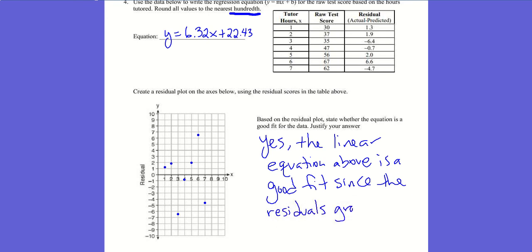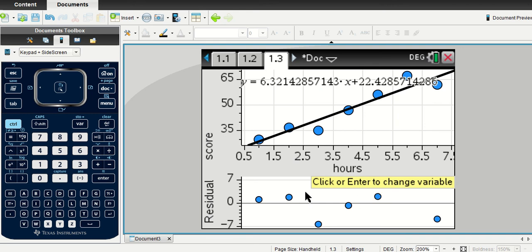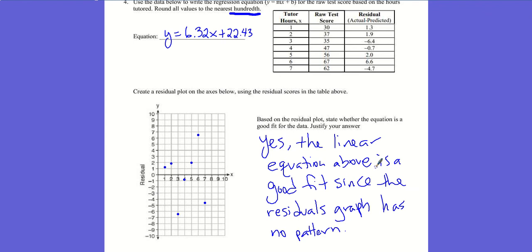graph, and we can say two things. Either it is a random group, or we can say it has no pattern. If there is a pattern, we would say it's not here. There isn't a pattern to it, so we would say that it is. And you can see there's our graph here.